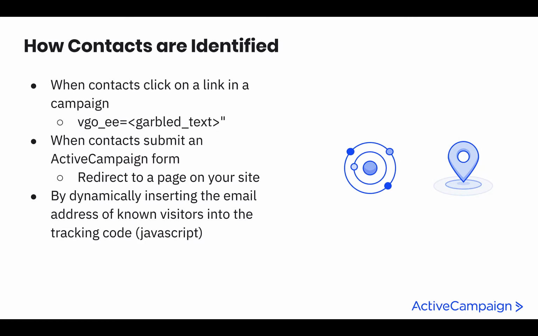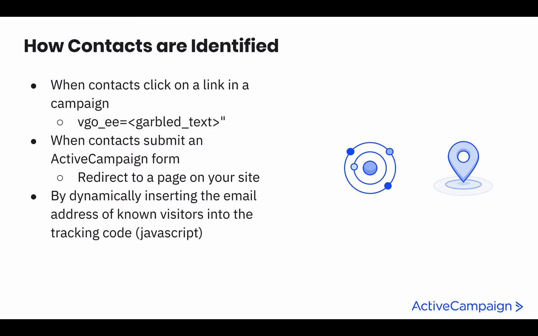There are 3 ways contacts are identified via site tracking. First, anytime a contact clicks on a link in a campaign. The page that the contact goes to when they click on a link in your campaign must be whitelisted in your ActiveCampaign account and have site tracking code installed.